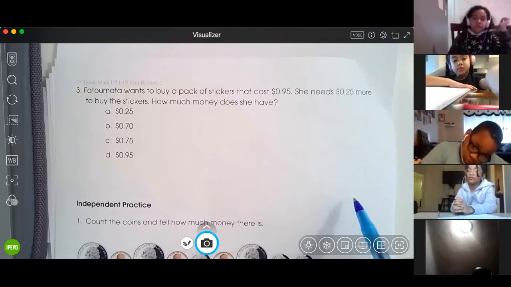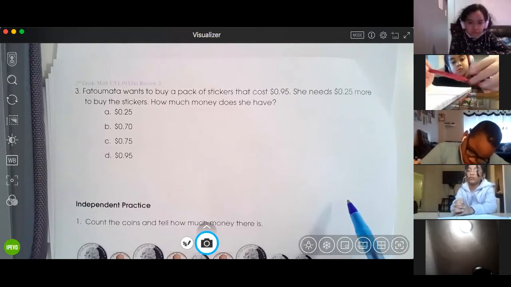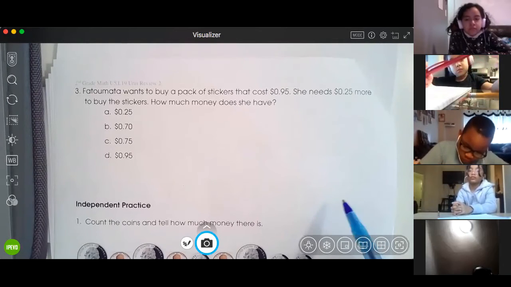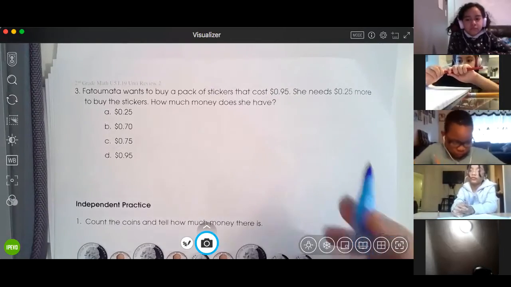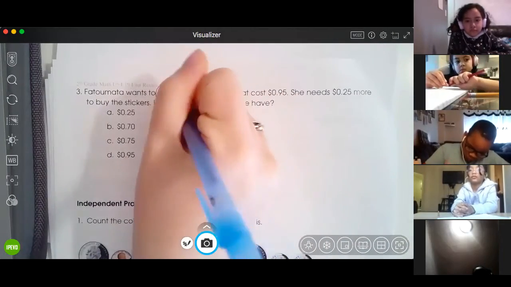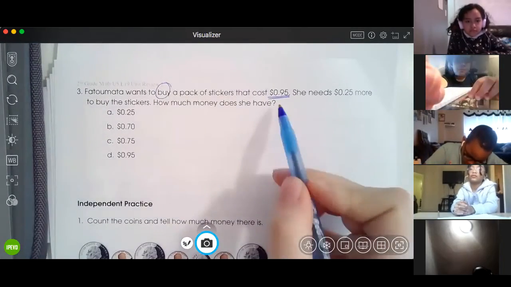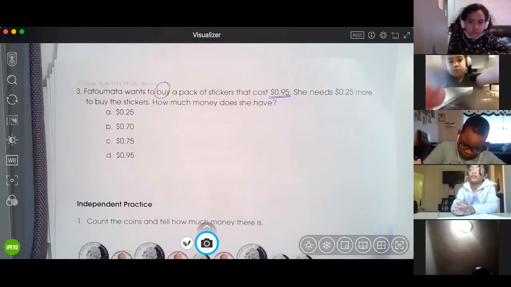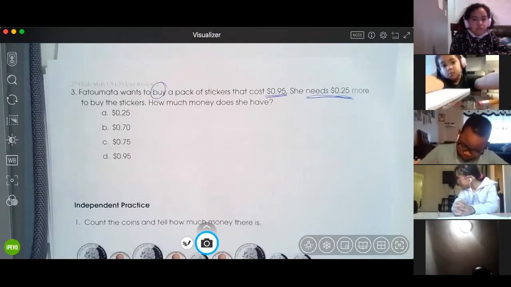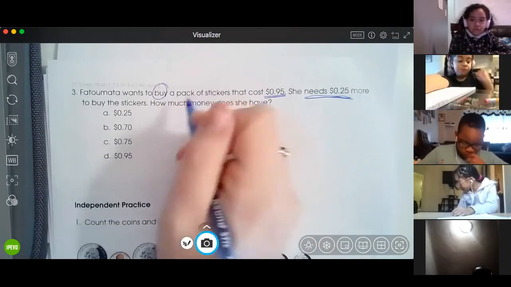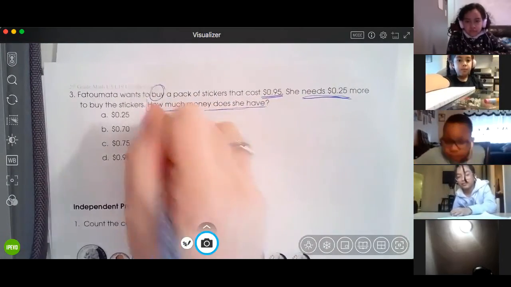What the question's asking us is that he wants to buy a stickers, but it costs 95 cents. So he needed 25 more to buy the stickers. And the question is how much money does she have? Great. How much money does she already have?